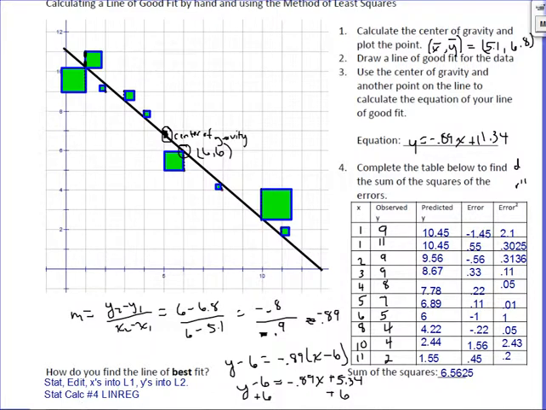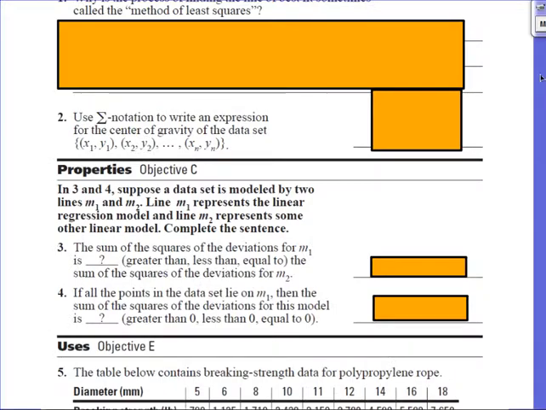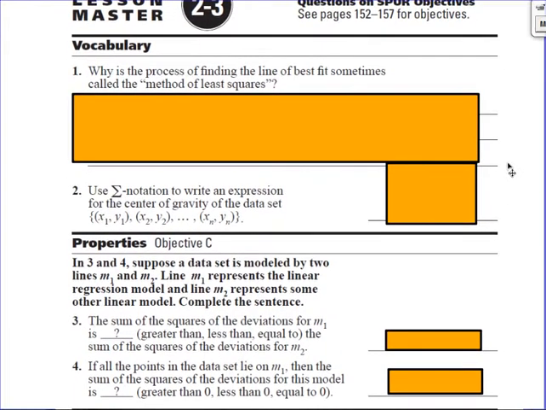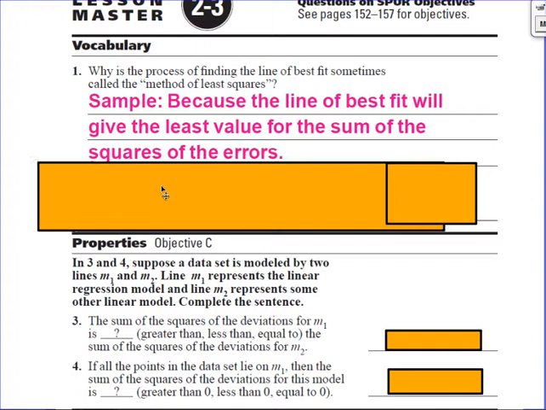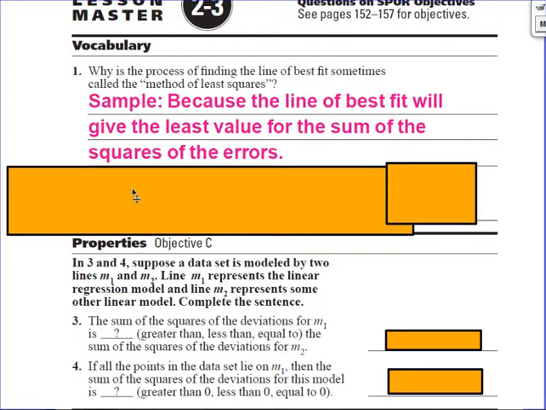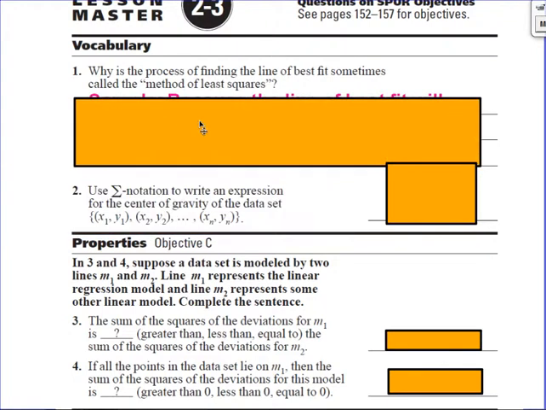Alright, so let's work on a couple of problems from the lesson master. The first problem: why is the process of finding the line of best fit sometimes called the method of least squares? And that's because the line of best fit will give the least value for the sum of the squares of the errors. So the smaller the sum of the squares of the errors, the better.